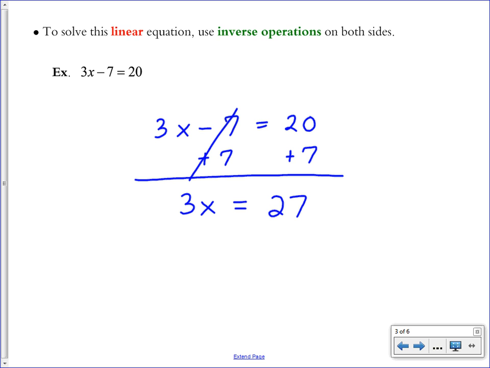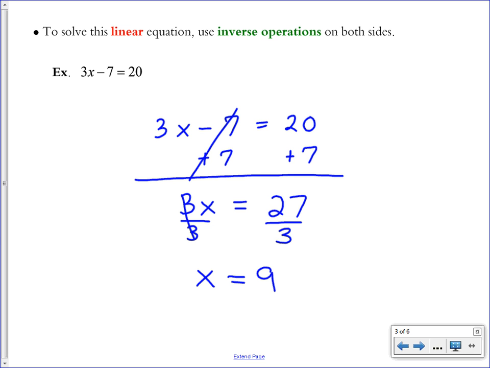Now the only operation that I have left is 3 multiplied by x. So I'm going to do the opposite of that, which is divide by 3. To show division on both sides, I'm going to use a fraction bar. Fraction just means divide. And on the left, 3 divided by 3 is just 1. And I don't need to show a 1 in front of an x. So when I bring this down, just bring down an x, bring down your equal sign, and then do the operation 27 divided by 3, which is 9.